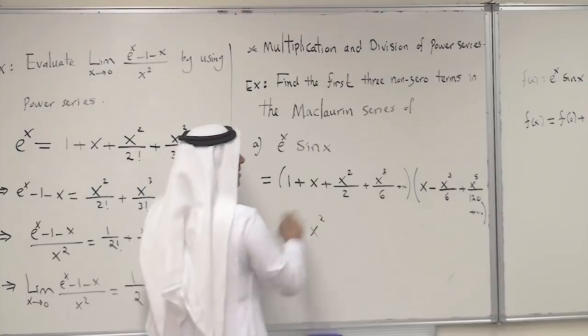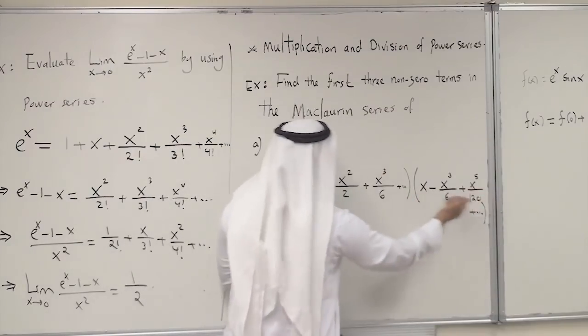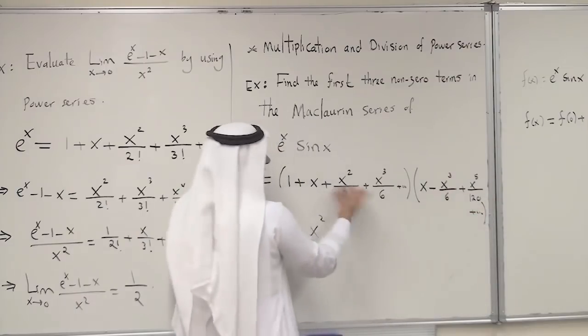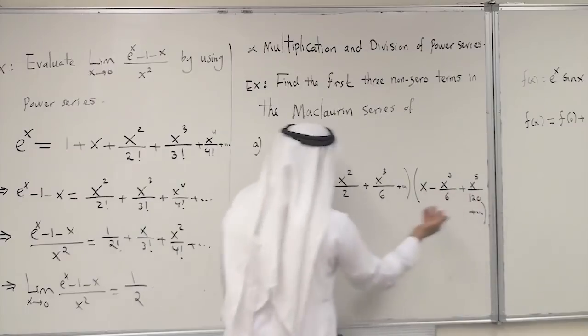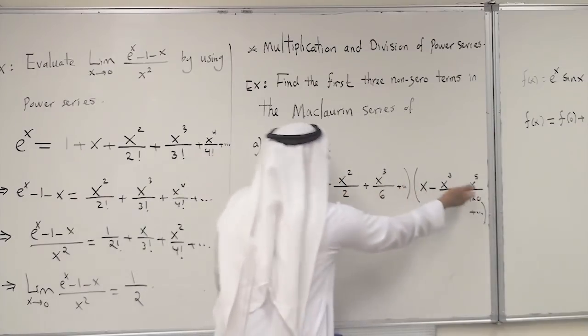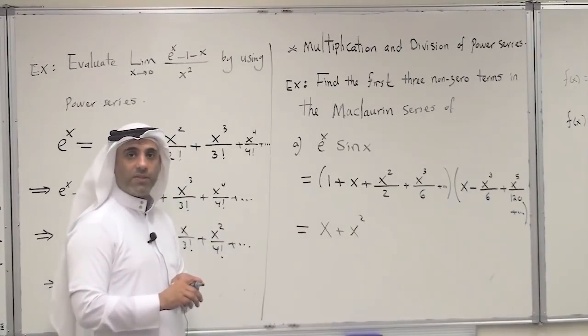Nothing else. Why? Because the x squared here cannot be multiplied. We don't have constant term here. If we had constant term, yes, we have x squared, another x squared term, but we don't have any constant here. So x squared by any other term here will not give me x squared. So that's the only thing we have for powers of x squared.